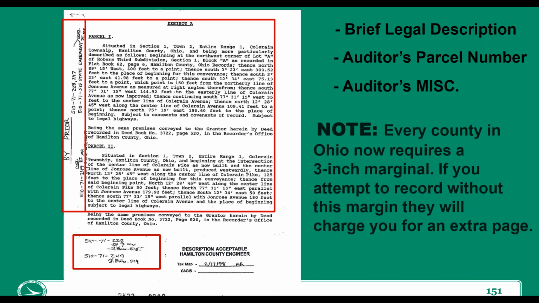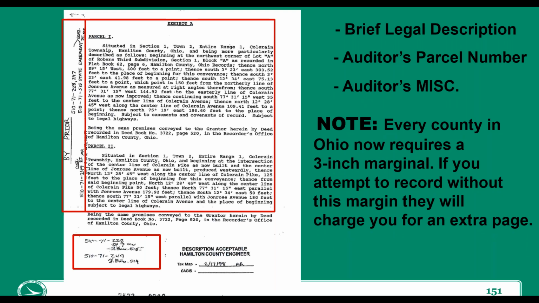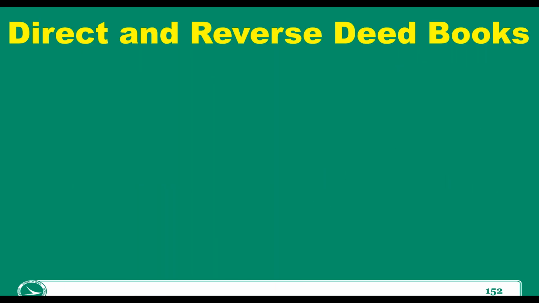Auditors' miscellaneous information over there on the margin. And just to give you a note, all our documents here at ODOT are already set up for this, but every county in Ohio now requires a 3-inch marginal. And if you go in there and you don't have that 3-inch marginal, they're going to charge you extra. So you've got to watch. Sometimes if we get a legal description from outside of ODOT, they don't give that 3 inches, and you've got to make sure you let them know they have to revise it and give you a 3-inch border.